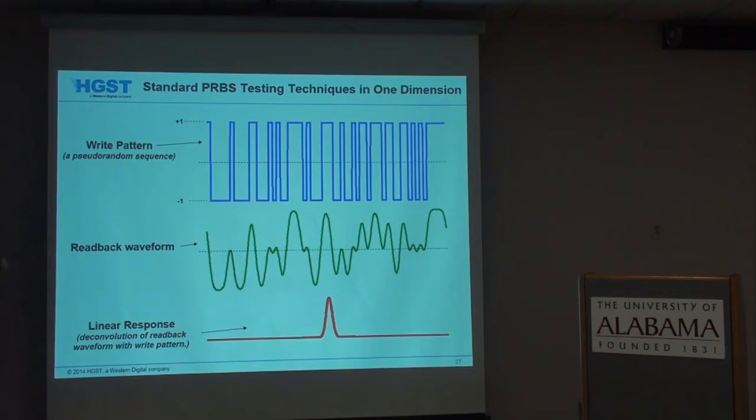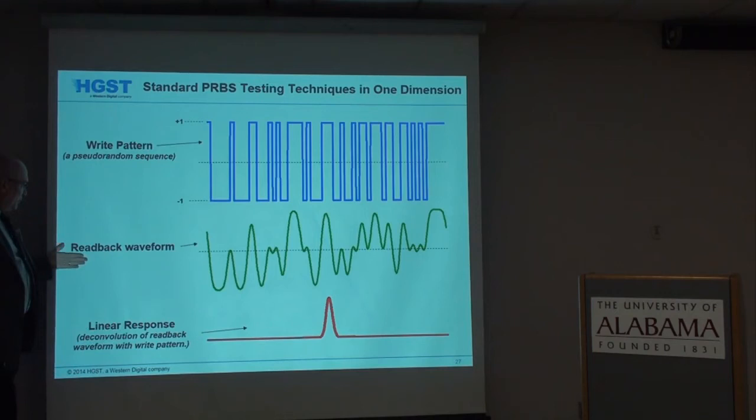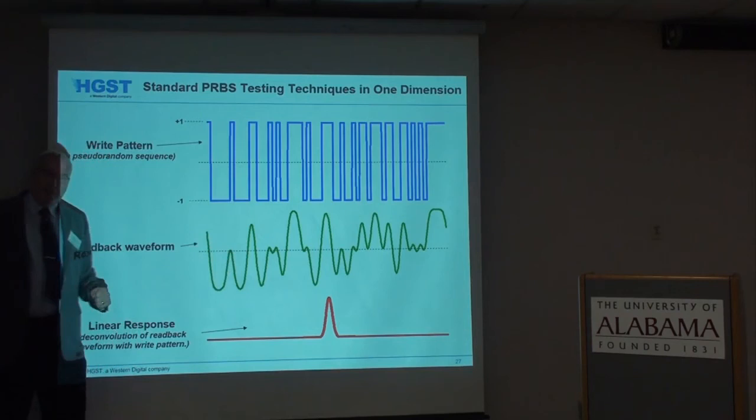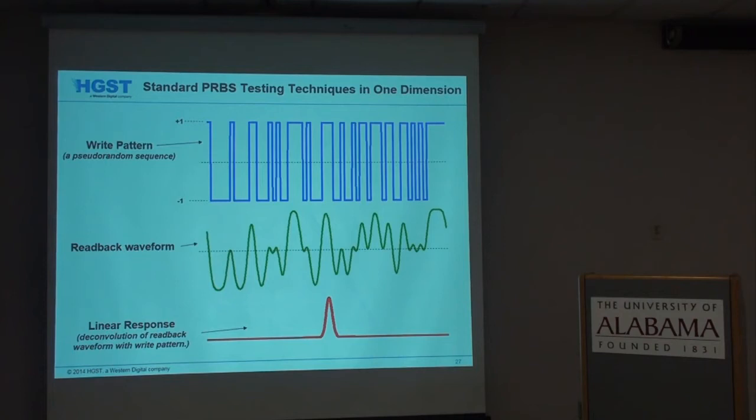One of the ways that we found very useful to do that is to write out particular patterns in one dimension. Here's a write current sequence. And then we read back that waveform that was associated with that write pattern. And if the system was linear, we can do a deconvolution operation between what we wrote and what we read and come up with the linear response of the system. That is a compact representation of what should happen if you write out any pattern.